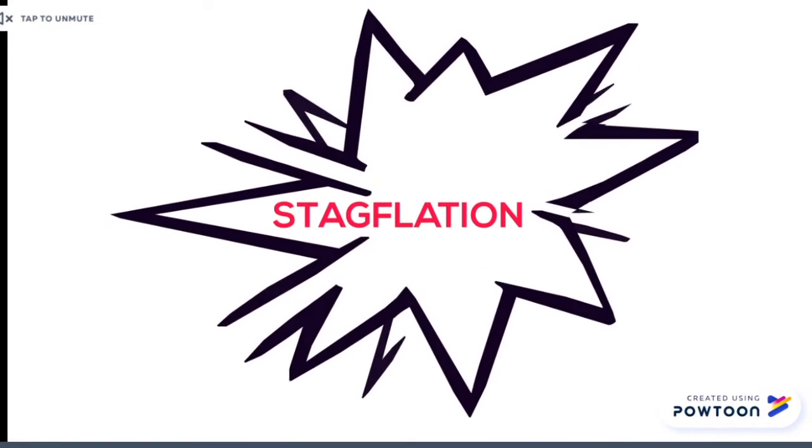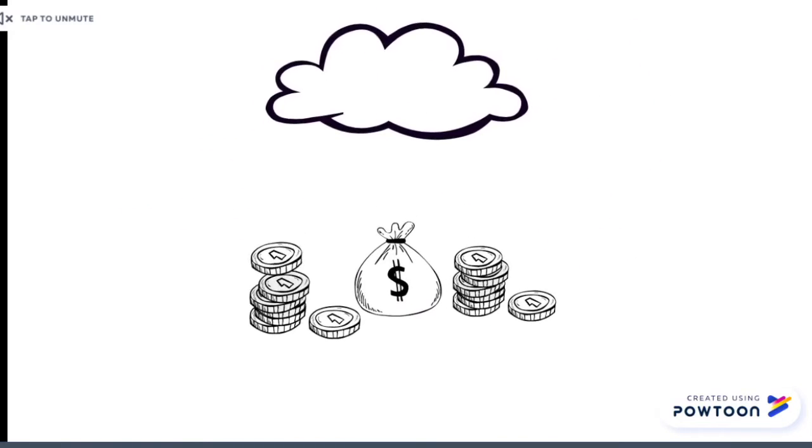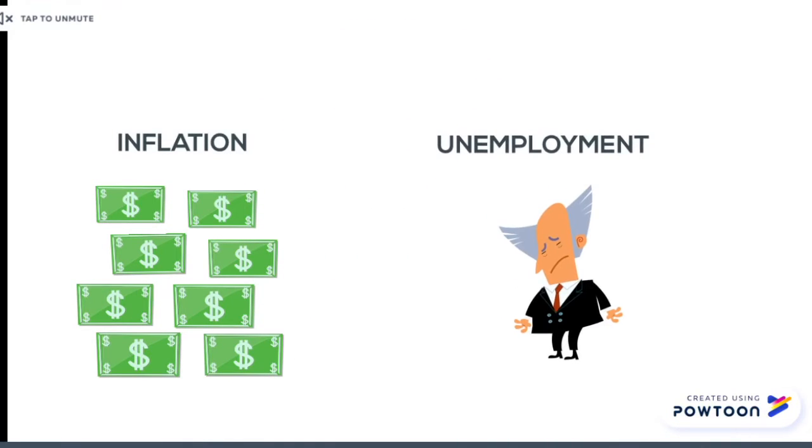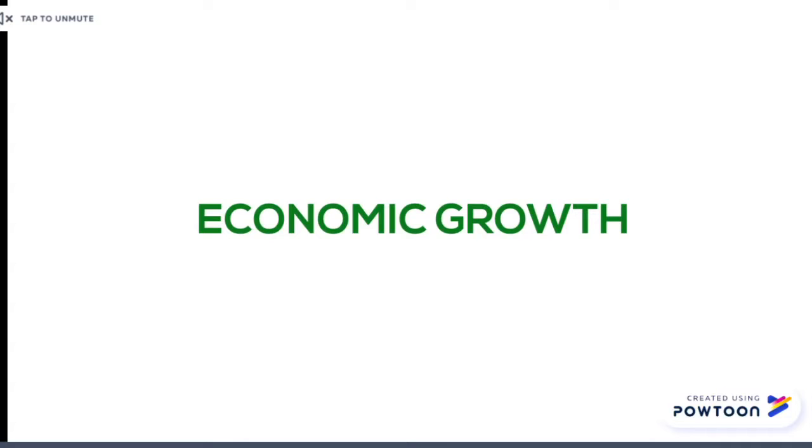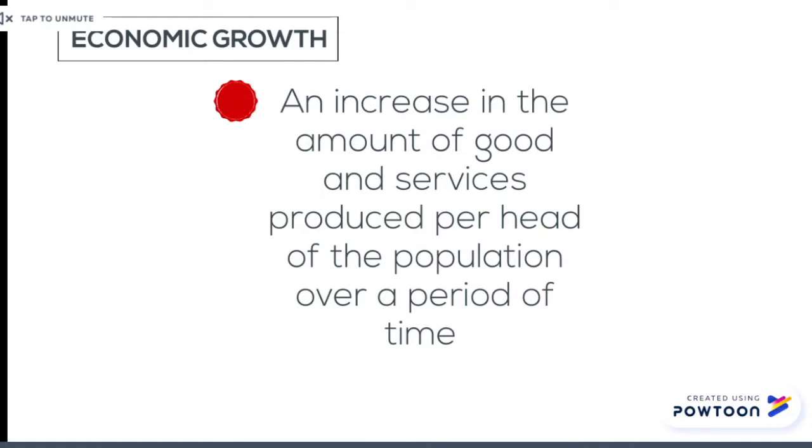This right here is called stagflation, and it is a very terrible place for the economy to be. During stagflation, there is high inflation combined with high unemployment. How does an economy get out of stagflation, you ask? The answer is economic growth, which is defined as an increase in the amount of goods and services produced per head of the population over a period of time.